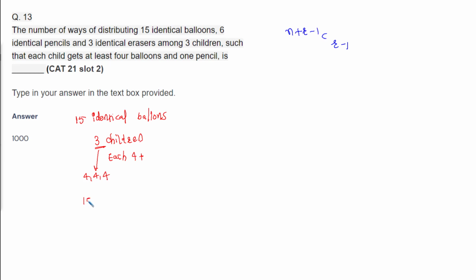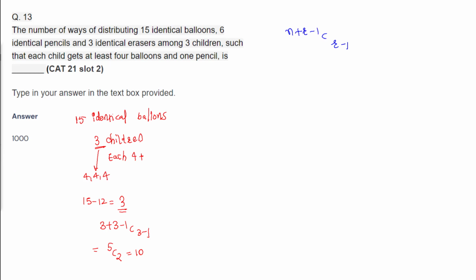So now how many balloons are left? We left 12 balloons, so 3 balloons are left now. Now there is no condition, as at this point every child has 4 balloons. Now 3 balloons are remaining. In how many ways can we distribute 3 balloons between 3 children, such that if some child gets 0 balloons, that is also fine? So 3 plus 3 minus 1, C 3 minus 1. This is the direct formula over here. 5C2, this we can do in 10 ways.